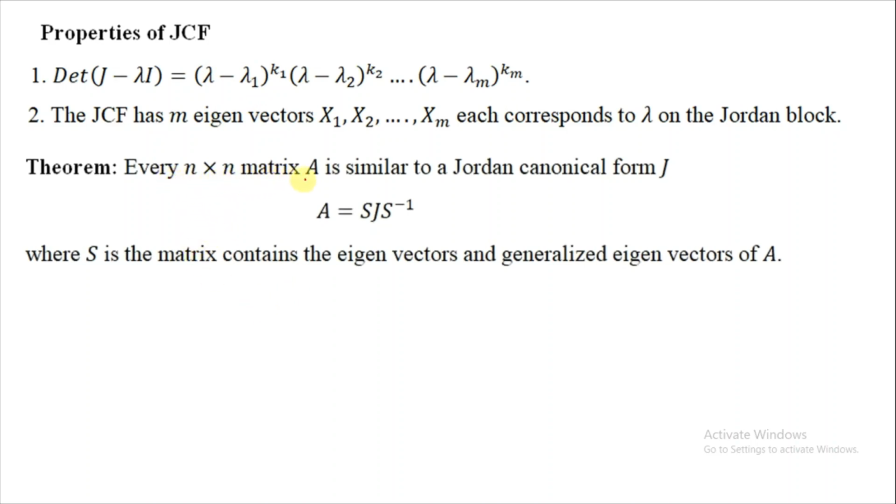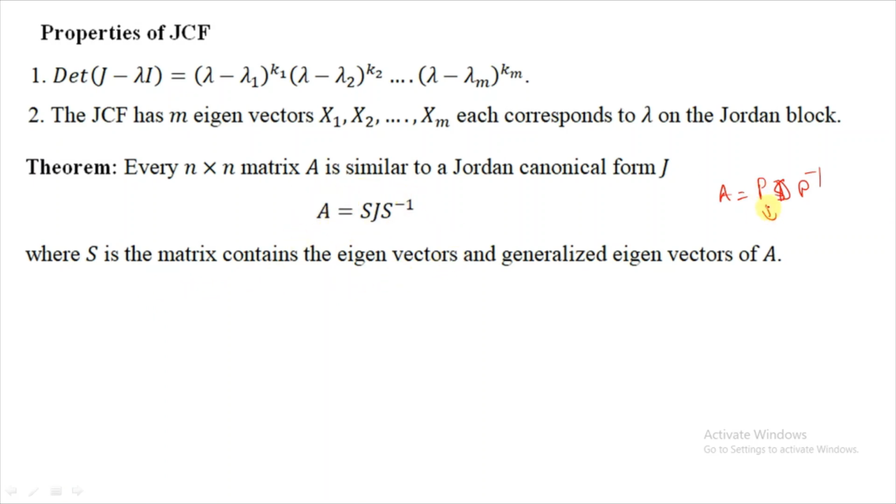Every n by n matrix A is similar to a Jordan canonical form: A is equal to S J S inverse, where S is a matrix. In diagonalization, we write A equal to P D P inverse, where P contains the eigenvectors of A. Here also, S is the matrix containing the eigenvectors and generalized eigenvectors of A.